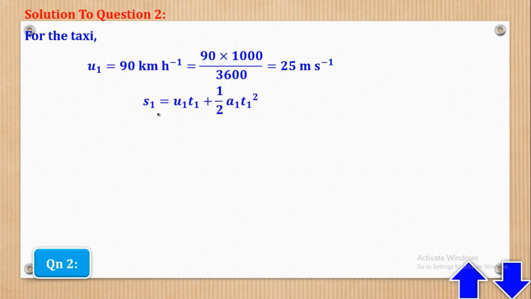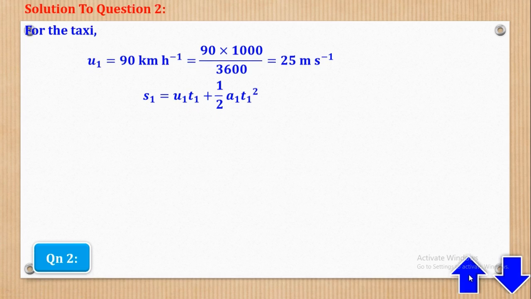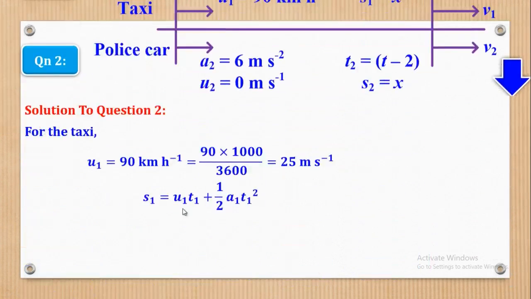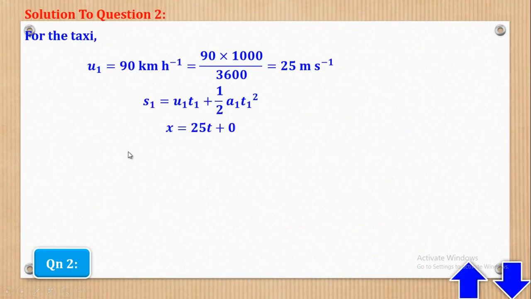Then we say that S1 is equal to U1 T1 plus half A1 T1 squared. We substitute: S1 is X, T1 is T, U1 is 90, which is now 25 meters per second, and A1 is 0. So we come up with X equal to 25t plus 0. Therefore, X equal to 25t is now our equation 1. That is for the taxi.